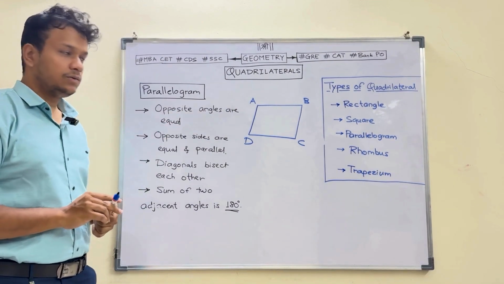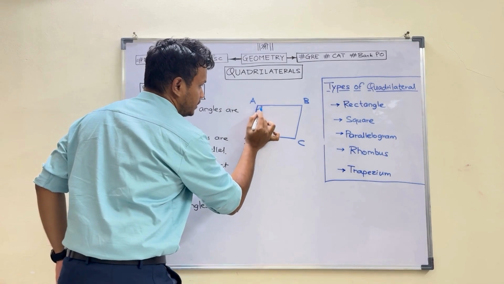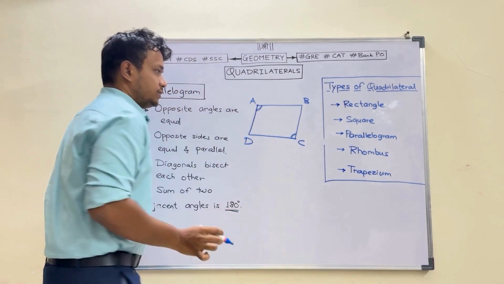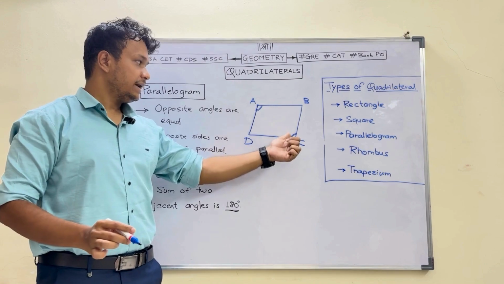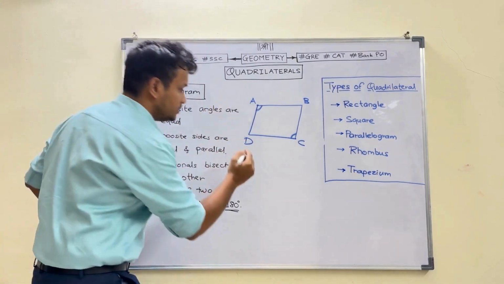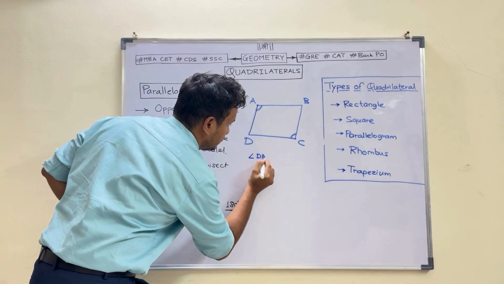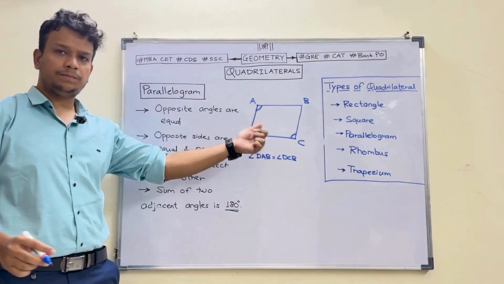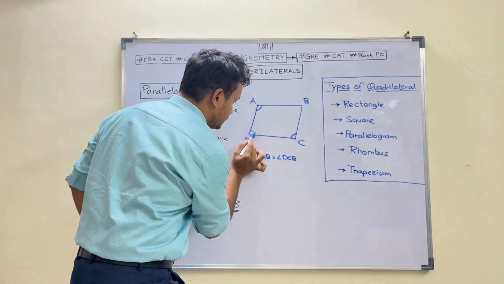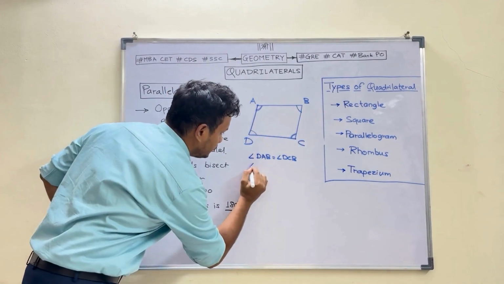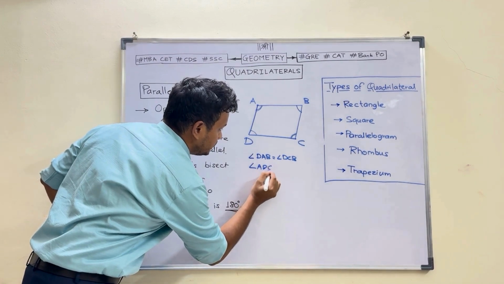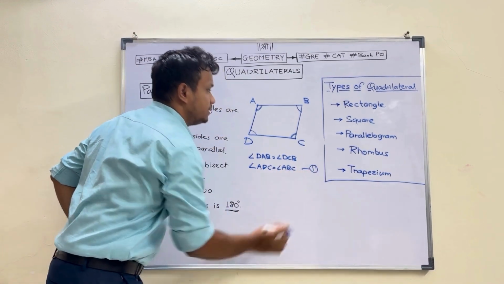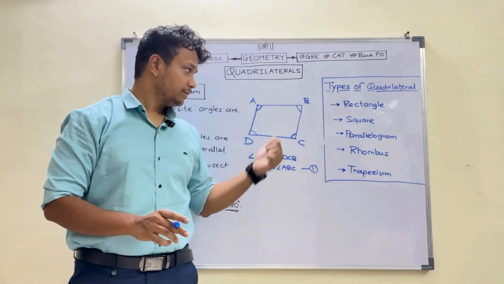So opposite angles are equal. We can see here the angle made at point A and at C. These are opposite vertices, right? A and C. So these are called opposite angles. So opposite angles of a parallelogram are equal. I'll just note it here. First, angle DAB is equal to angle DCB. This is the first pair of opposite angles. We have another pair here: angle ADC is equal to angle ABC. This is our first property, that opposite angles of a parallelogram are equal.